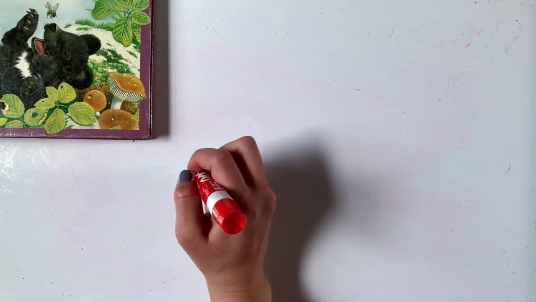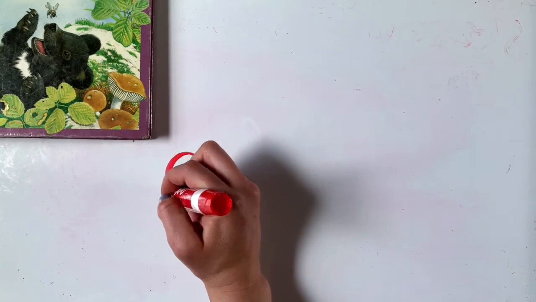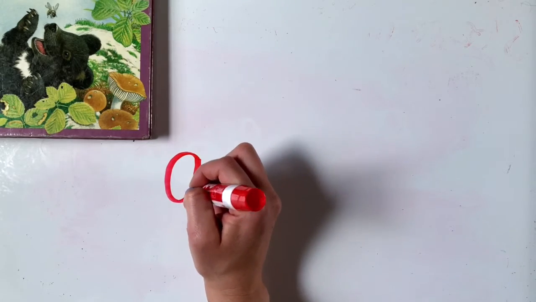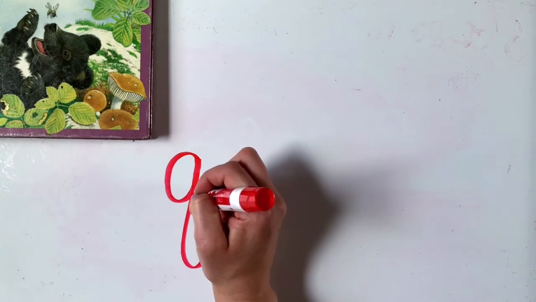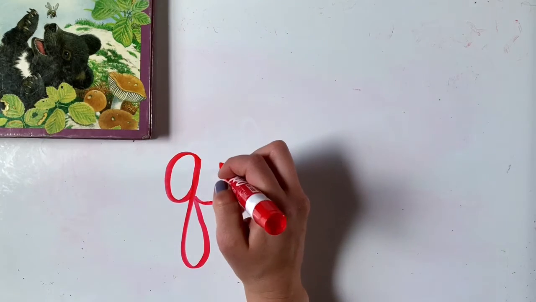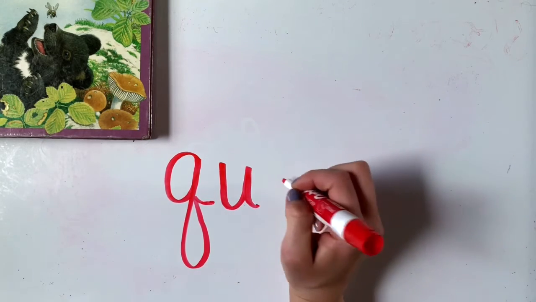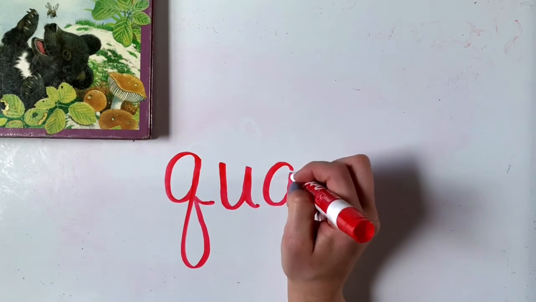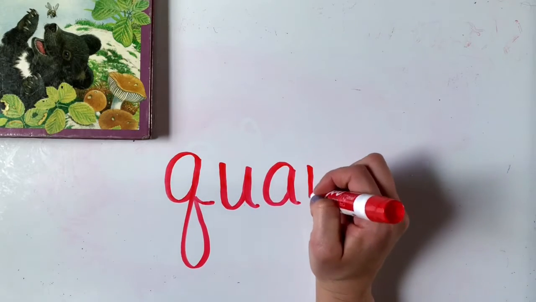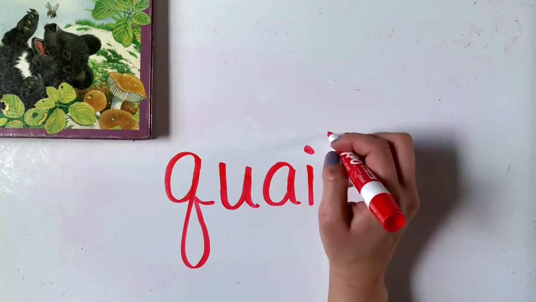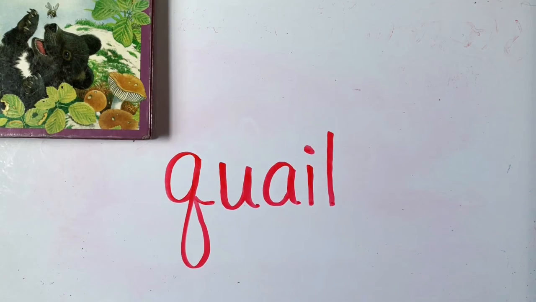Okay, the next word that we're going to write is quail. And we don't write the letter Q too much when we practice, so it's good that we're getting some practice. It's Q, U, A, I, L. Quail.